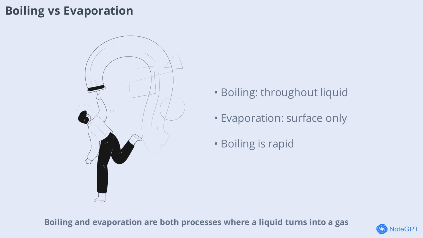Boiling and evaporation are both processes where a liquid turns into a gas, but they differ in important ways. Boiling occurs throughout the liquid at a specific temperature, while evaporation happens only at the surface and at any temperature. Boiling is a rapid process, while evaporation is usually slow and gradual.